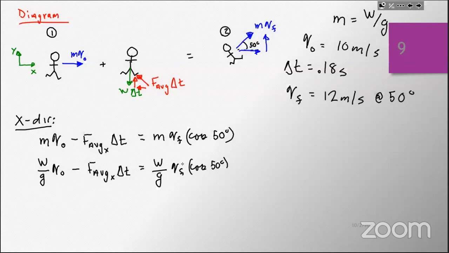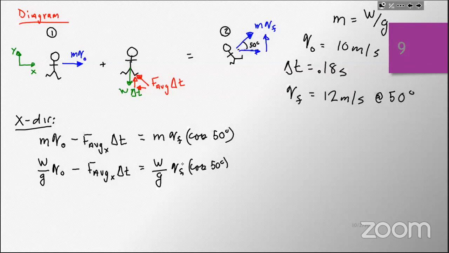So this is going to be F minus W times delta T. Remember, the delta T is not changing. So we've got two forces multiplied by delta T here. And then we need the Y component of this. And I'll just go ahead and write it as W over G, V sub F, sine of 50 degrees. All right, so we've got these two equations.